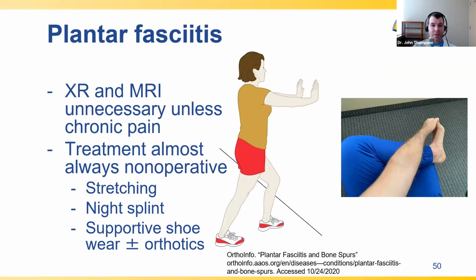Imaging is unnecessary to make the diagnosis, but can be helpful for chronic plantar fasciitis that does not improve after many months. Treatment is almost always non-operative, and surgery should only be an absolute last resort for this pathology.